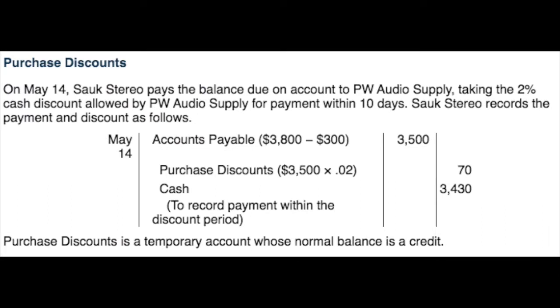Here's an example of a purchase discount. So as we can see here, the 2/10, n/30 terms are taking advantage of the discount for early payment. So we have our illustration here to show us that on May 14th, Sauk Stereo pays the balance due on account to PW Audio Supply, taking the 2% cash discount allowed by PW Audio Supply for payment within 10 days. Sauk Stereo records the payment and discount as follows. So down below right here, you can see how they recorded everything, and the purchase discount is a temporary account whose normal balance is a credit.